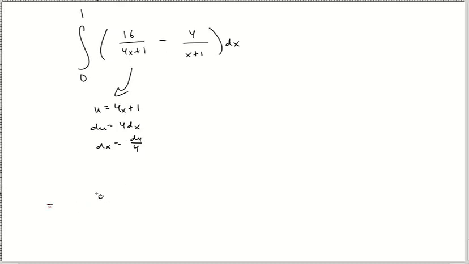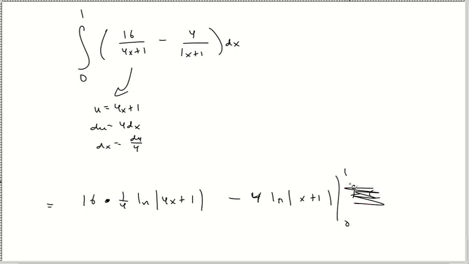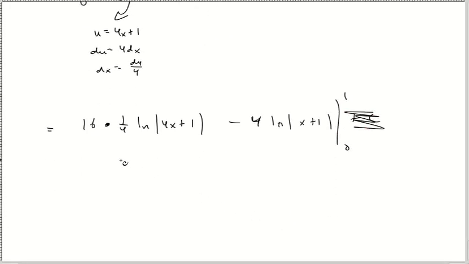Here we go. Here's my answer. So I've got 16, and then I'm going to say times 1/4, and then I got my ln of the 4x plus 1, minus sign. I got my 4 in the front. Now this one doesn't need the u du so much because that's a 1. You divide by 1, it doesn't really change anything, so I'm just going to go ahead and put this guy here. Plus c? Well, hold on. We still have got a definite integral from 0 to 1, so we'll actually plug that in here in a second.